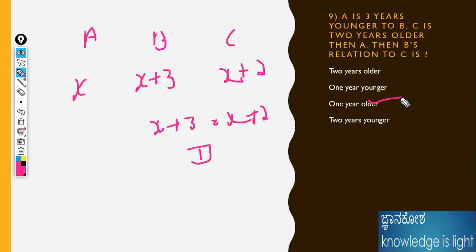And C is younger compared to B by 1 year. Understand? The answer, with respect to B is asking, is 1 year older, not at all younger. B is the older one compared to C, not at all a younger one. Understand? The answer to the question is B is 1 year older.